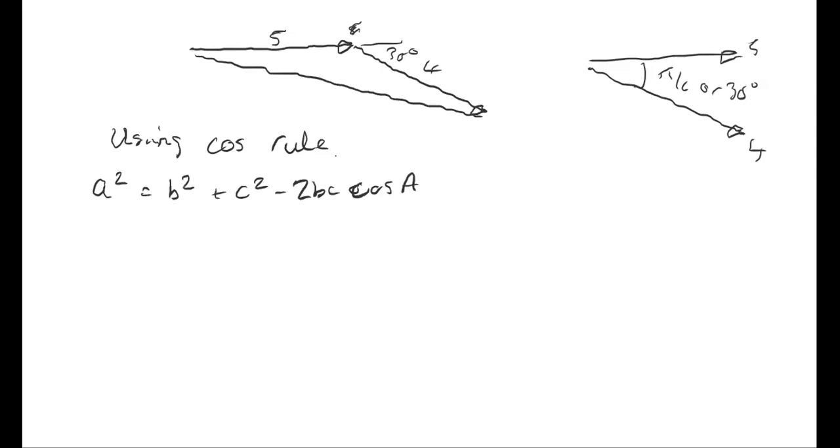Does that look familiar? So what we can do is say that the resultant squared, so that's this line, R squared, is equal to B squared, so that's the 5 line here, plus 4 squared minus, put some brackets in, 2 times 5 times 4 times cos of the angle 30 degrees.